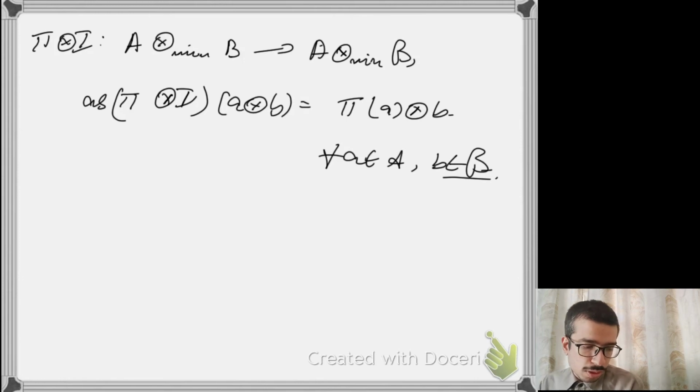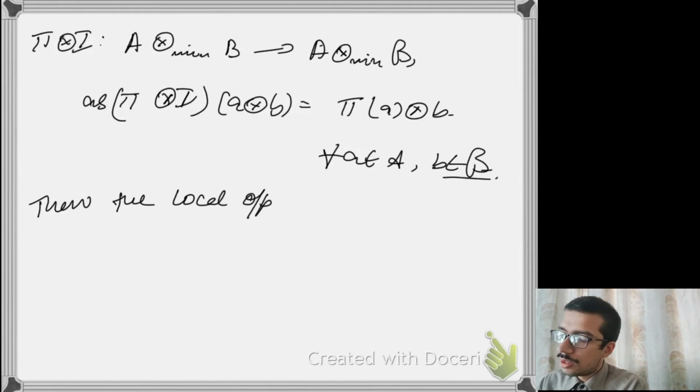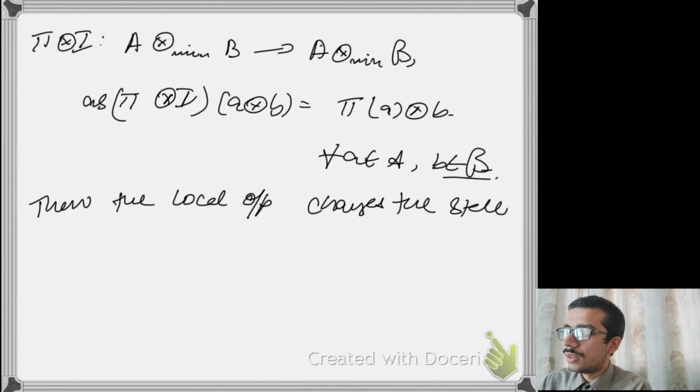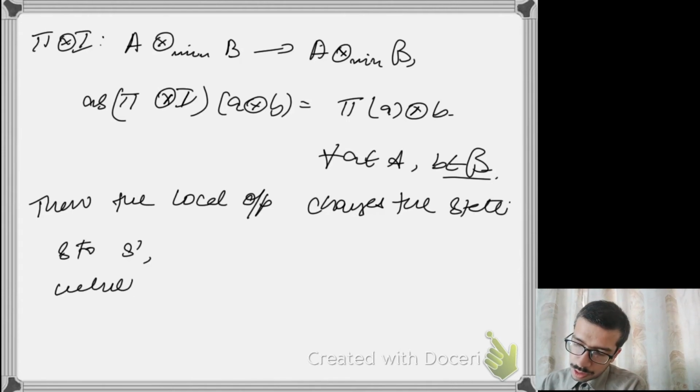So this is how I define the operation. And then how does the state change if I apply the operation? The local operation changes the state S to S prime, where S prime of x equals S of pi tensor I of x.